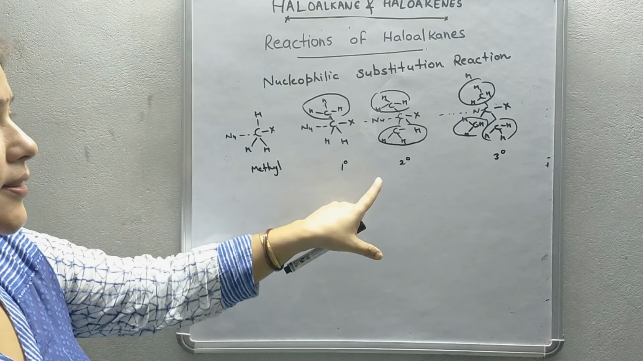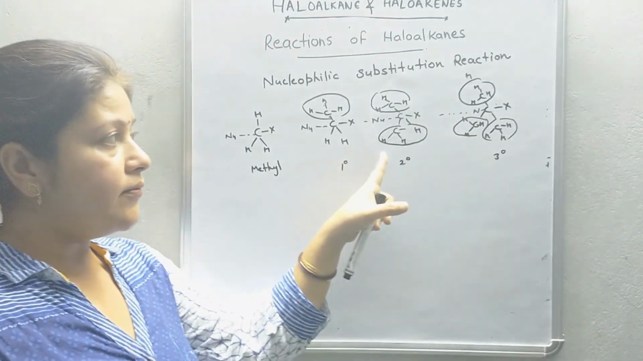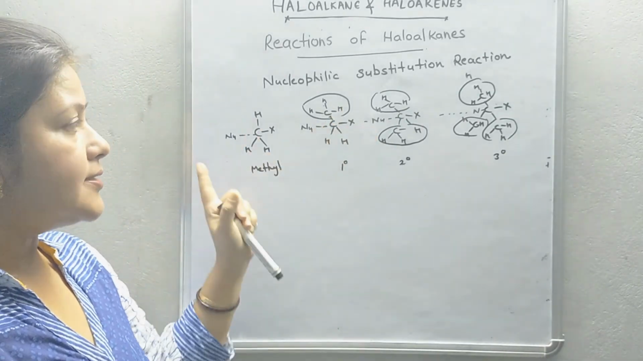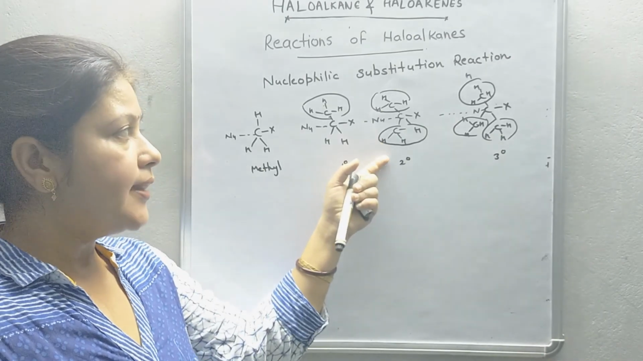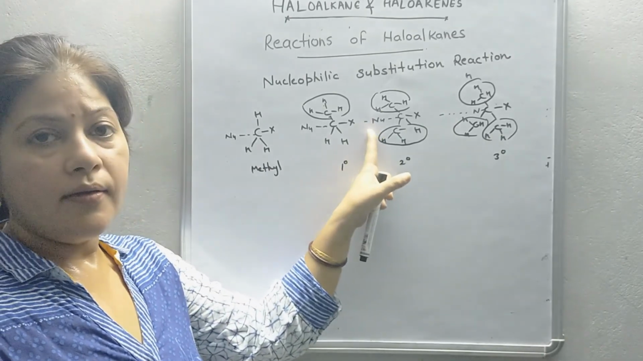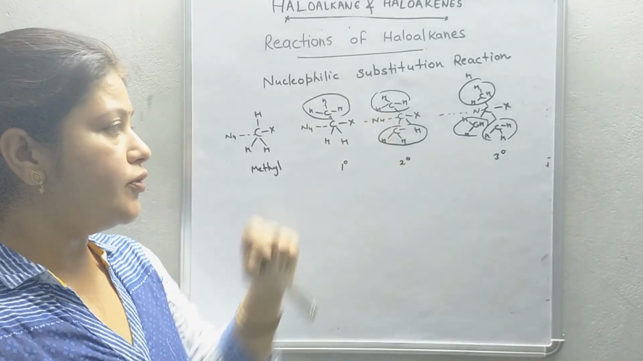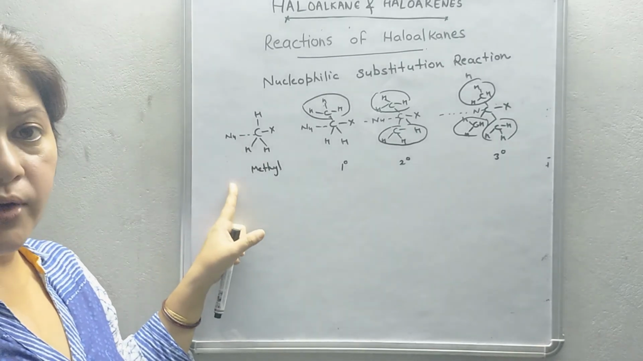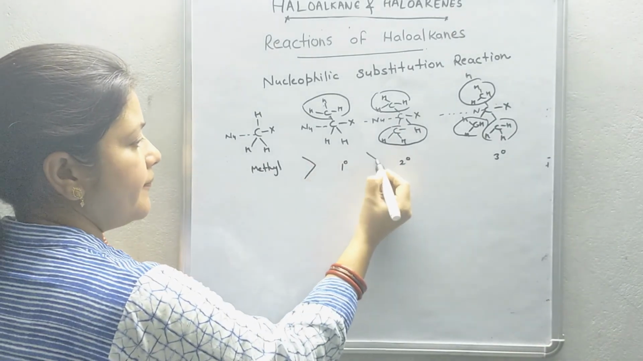So the bulky groups will retard the SN2 reactions by nucleophile because they hinder the approach of nucleophile. So the reactivity towards SN2 reaction in this category will be this one.